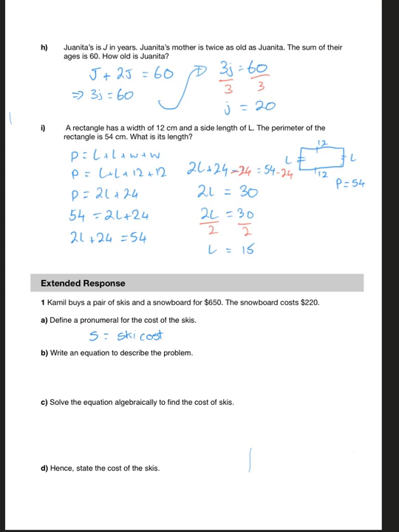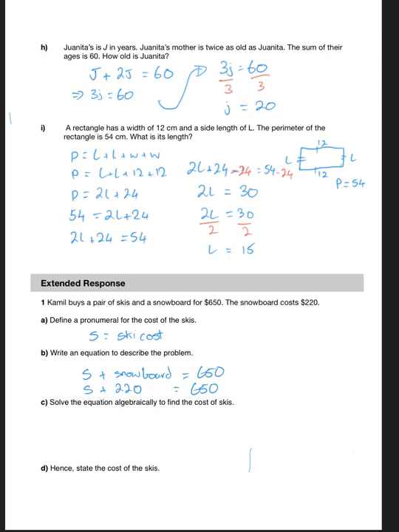Okay, there we go. Write an equation to describe the problem. So really we're just stepping through the process here. So the pair of skis and a snowboard cost $650. So the skis that we don't know, S, plus the snowboard, equals $650. Okay, so we're just writing out this way at the moment. It then says the snowboard costs $220, so we can put that in. So we end up with S plus 220 equals 650. So now we actually have an equation that we can use. S plus 220 equals 650.